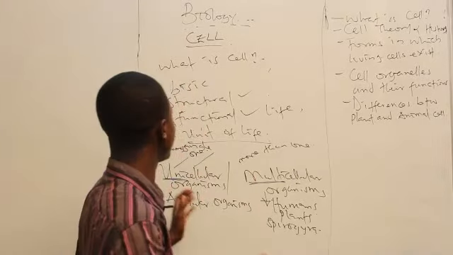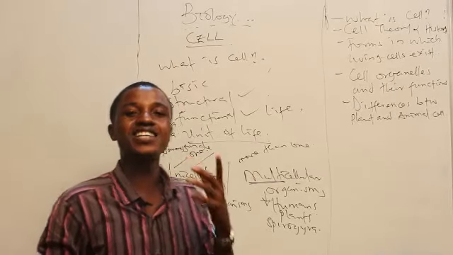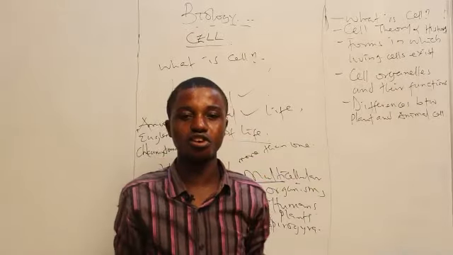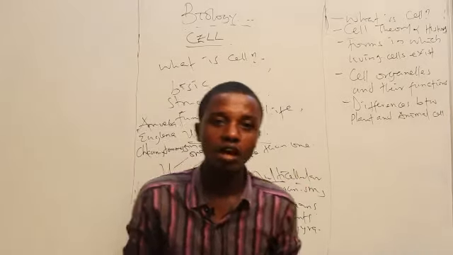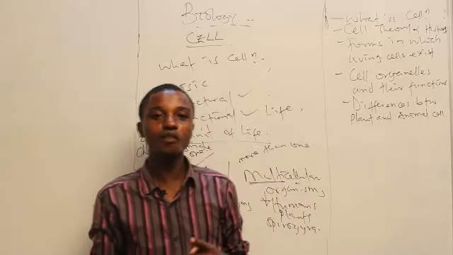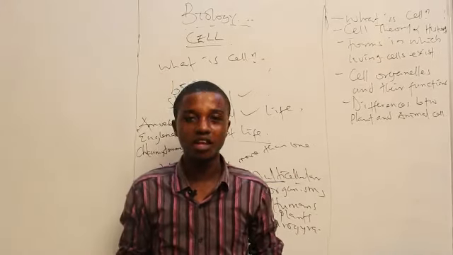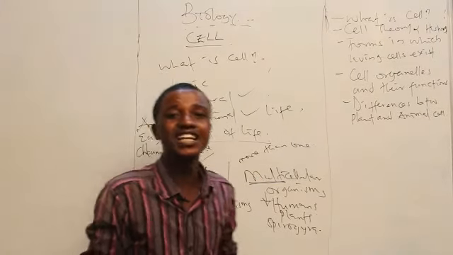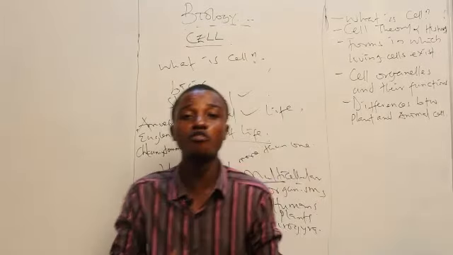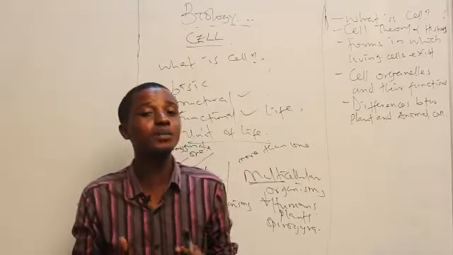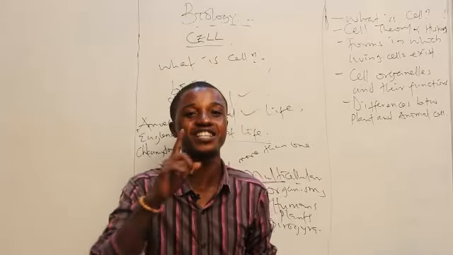Another basic difference between unicellular and multicellular organism is that in unicellular organism, one cell is performing several functions. The function of locomotion, the function of sensitivity, the function of growth, the function of reproduction are all performed by only one single cell. But in multicellular organism, there is room for specialization. There is a cell that is performing the function of movement. There is another that is performing the function of reproduction. And there is also another that is performing the function of respiration.